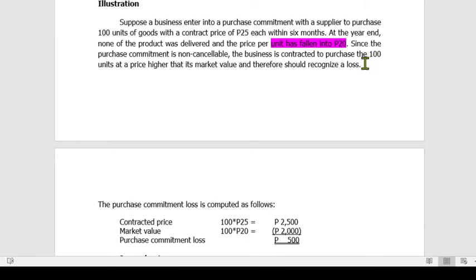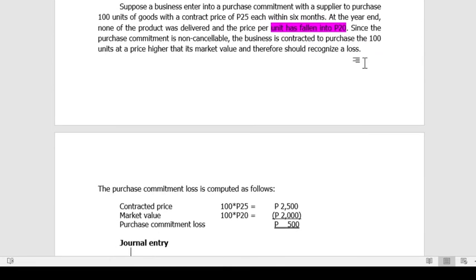So, kumbaga, nagkaroon siya ng loss in this case kasi dapat nag-commit ka at 25 pero at the time na i-deliver na sa'yo ay 20 na lang. So, dapat hindi ka na lang nag-enter into a purchase commitment. So, how do you recognize a purchase commitment loss?